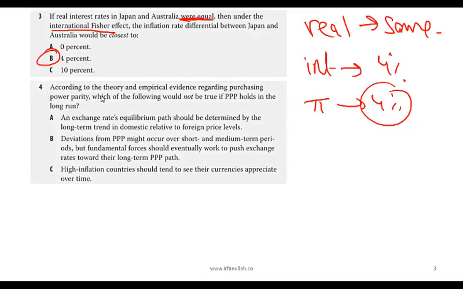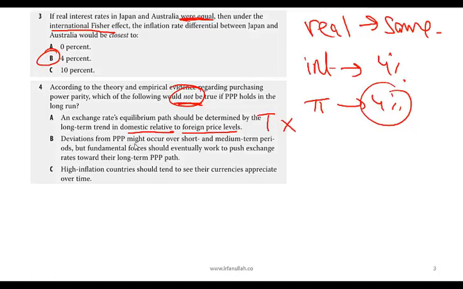Next point. According to the theory and empirical evidence regarding purchasing power parity, which of the following would not be true if PPP holds in the long run? Emphasize the not. An exchange rate's equilibrium path should be determined by the long-term trend in domestic relative to foreign price levels. This is what purchasing power parity says. So this is a true statement and therefore not the correct answer.